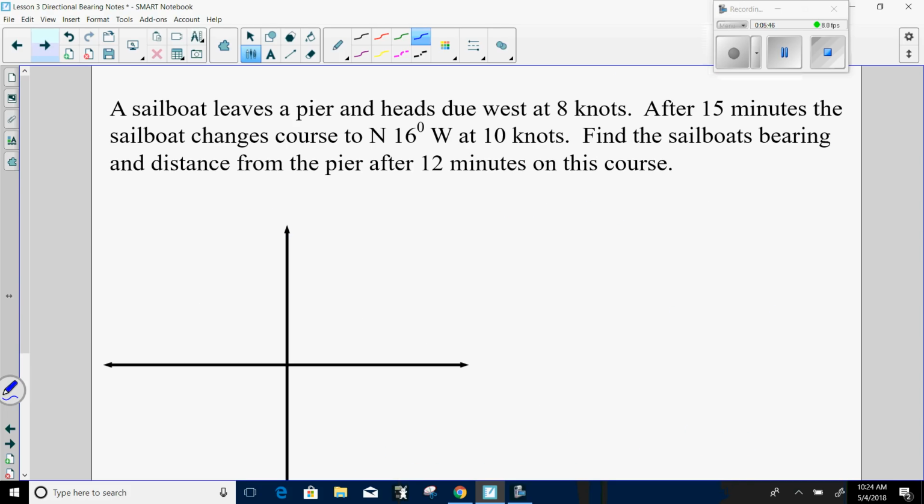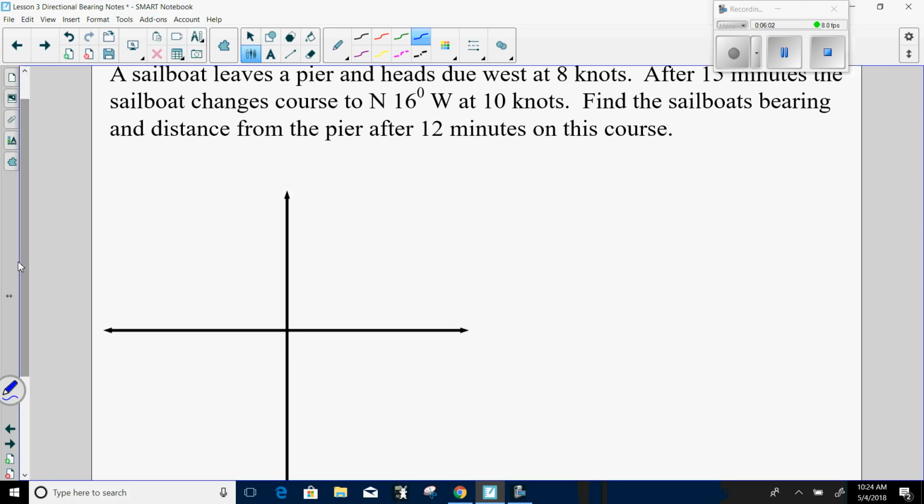Okay, so the sailboat leaves a pier and heads due west at 8 knots. After 15 minutes, the sailboat changes course to north 16 degrees west at 10 knots. Find the sailboat's bearings and distance from the pier after 12 minutes on this course.